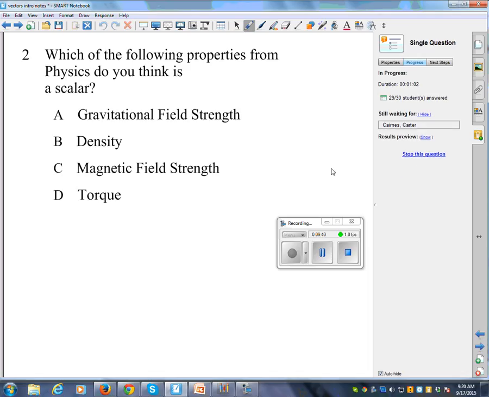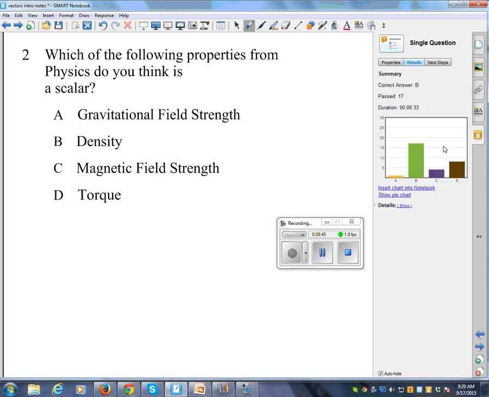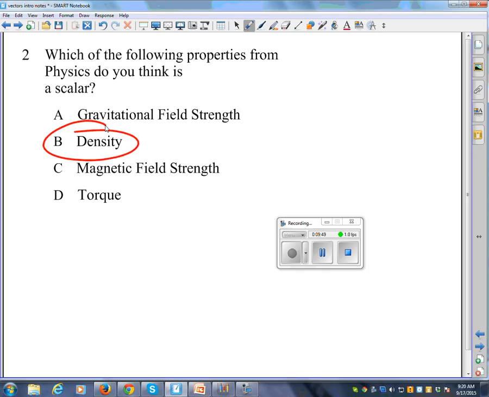Come on, Carter. Correct answer is B. Not bad. Remember, density is in grams per cubic centimeter. The density of ethanol wouldn't be like 47 grams per cubic centimeter.